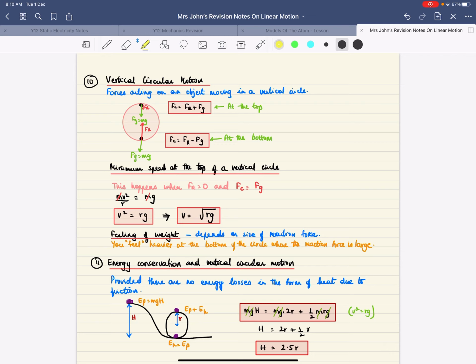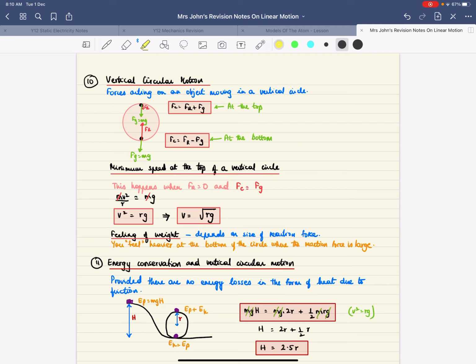So in order to go in a circle, you need a centripetal force. What's important is the forces at the bottom of the circle and the top of the circle. So at the bottom of the circle, you've got the reaction force acting in the opposite direction to the gravity force. So you need to subtract the two to get your resultant centripetal force, which is directed towards the center. And at the top, you've got to add them because they're both in the same direction. Now, the feeling of weight depends on the size of the reaction force. So the bigger the reaction force, the heavier you feel. So it's at the bottom of the circle that you feel heavier.